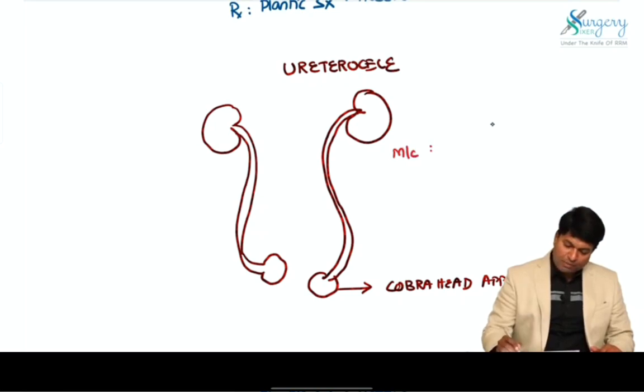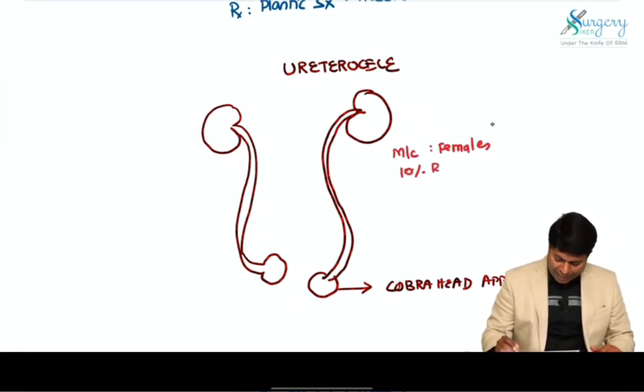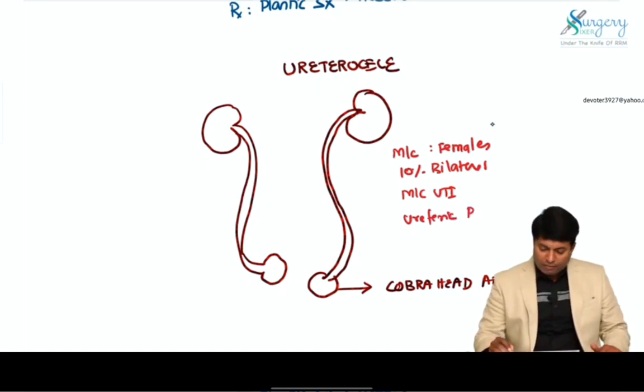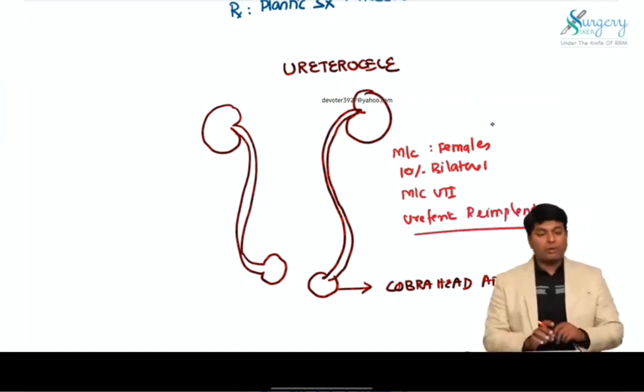They are most common in females. As I already told you, 10% are bilateral. They present most commonly with UTI. Ureteric reimplantation is the treatment, like in VUR, where we reimplant the ureter. So don't forget this topic: reimplantation of the ureter is the treatment for ureterocele.